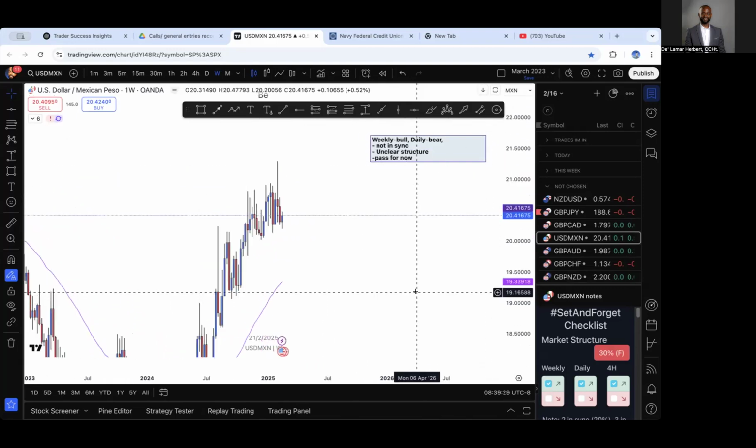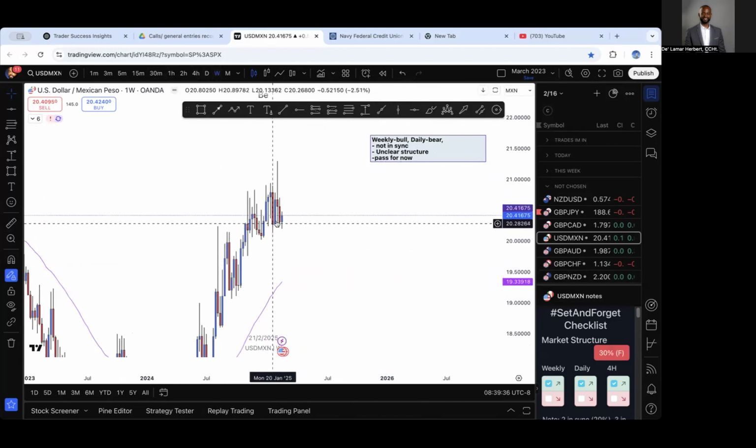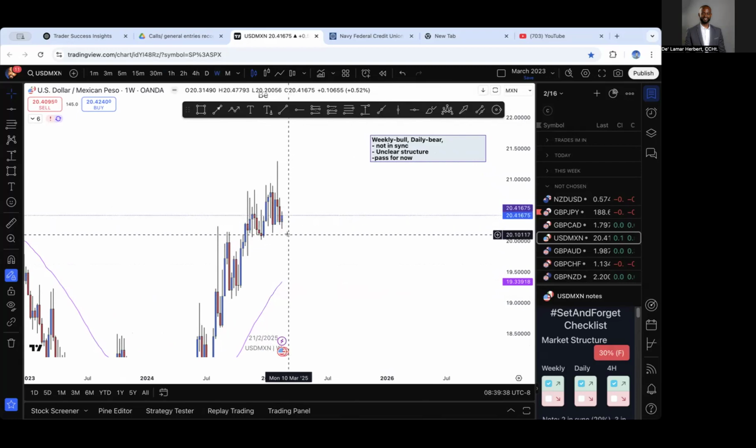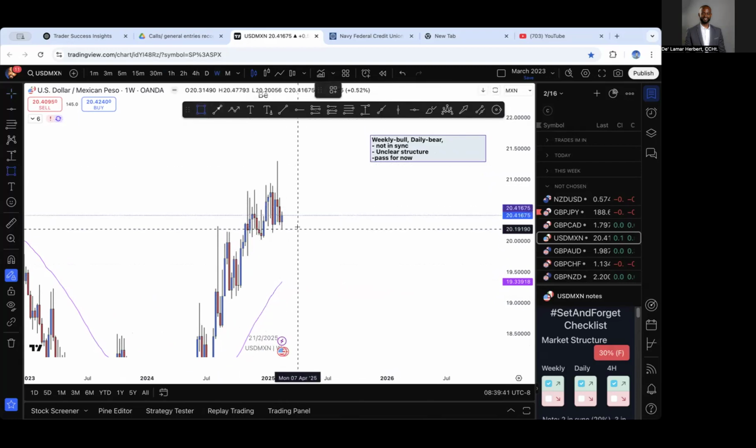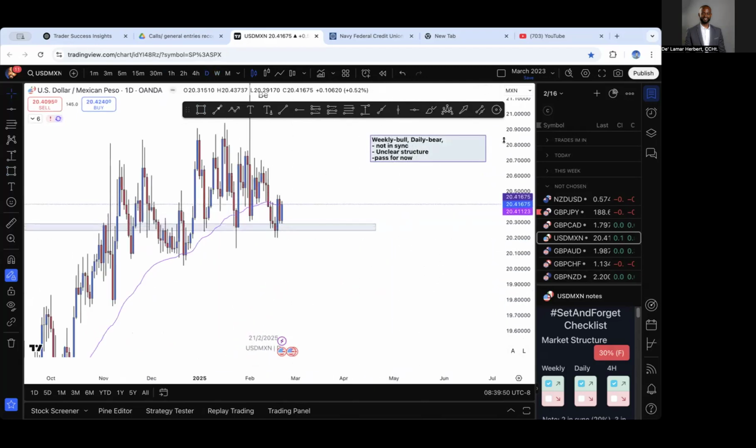Okay. USD MXN. We have weekly is bullish. Price is considerably at this AOI here. All right. You could say this is an AOI right in here. Right. Looks like it's reacting off the AOI. Daily is bearish, not in sync. And then it'll take a while for us to actually create a shift way up here. I don't think that can happen in a day, in a week.